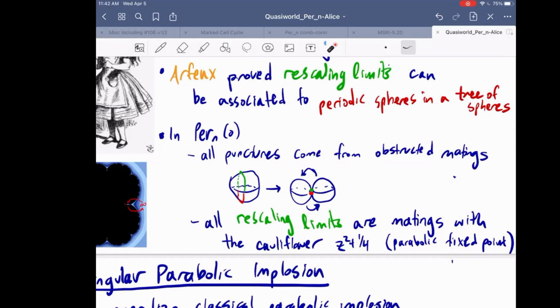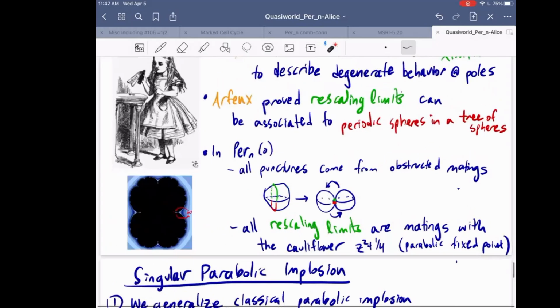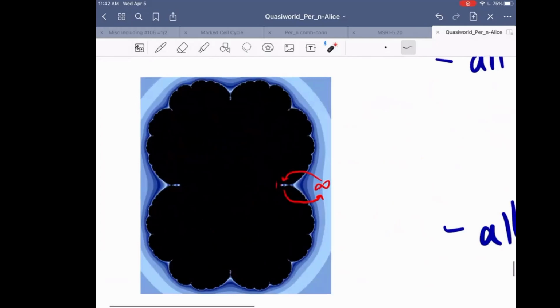And then also in Per_n(0), you can show that all rescaling limits have to be matings with the cauliflower. So that's this parabolic fixed point element in the Mandelbrot set that kind of looks like this from the outside, but this is secretly a picture in Per2, where there's actually a periodic 2-cycle where there's this little nub that contains infinity maps to 1, and then 1 maps back to infinity. This is close to the puncture, and the closer we get, this guy is going to disappear, and you're going to have something that looks more and more like the actual cauliflower.